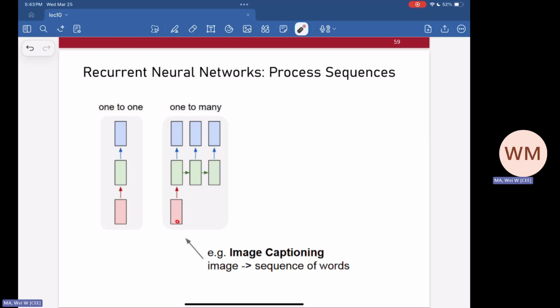This we call one-to-many. For example, I can input an image, and then we output a sequence of words. This is used to describe an image. So we are using this one-to-many structure.